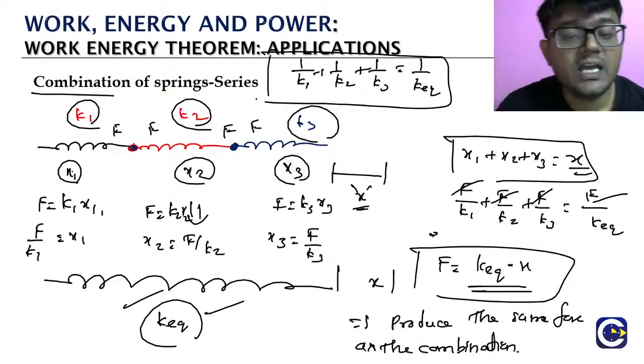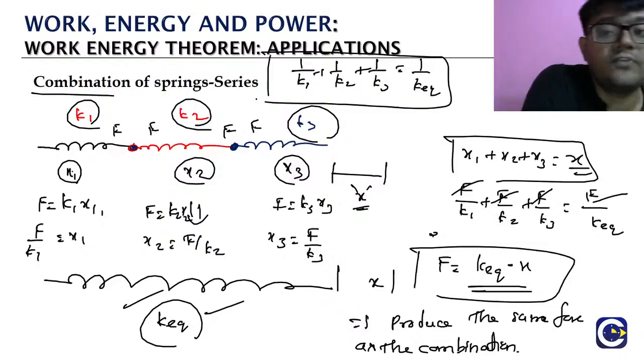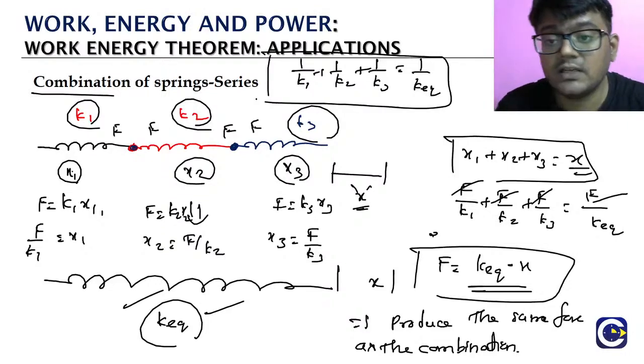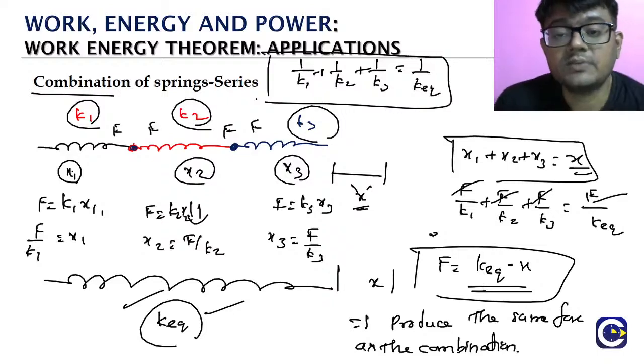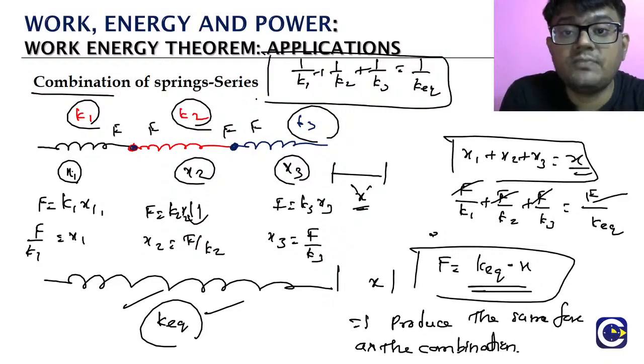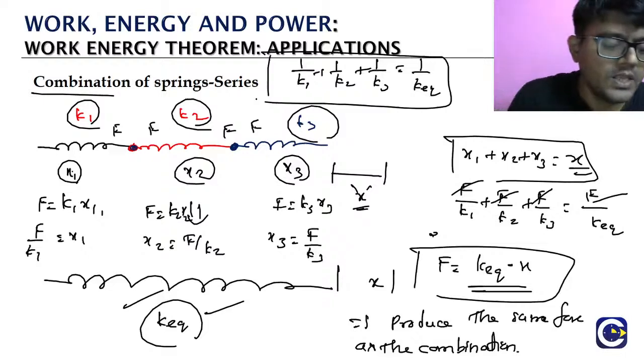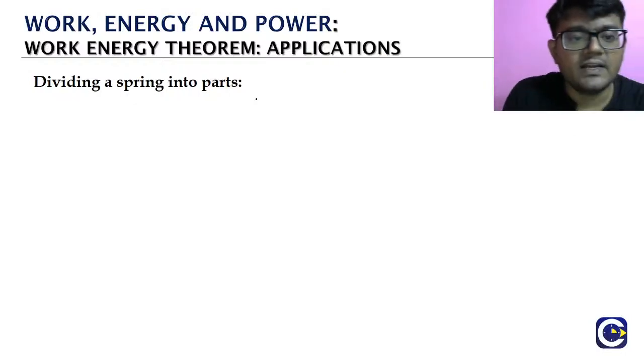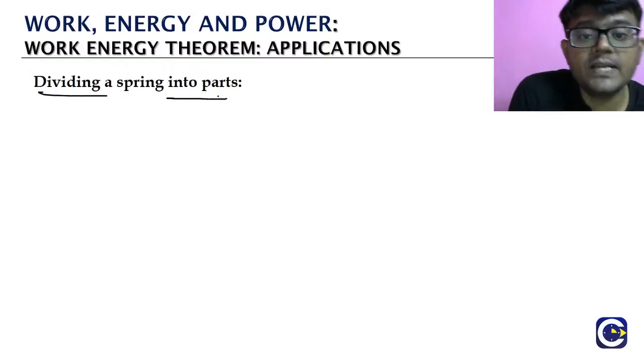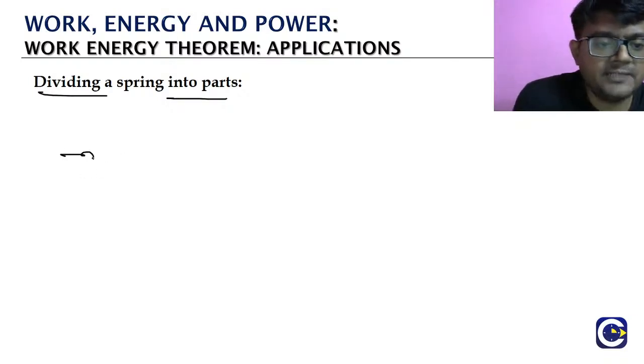So for a series combination of springs, if we want to replace all of them by one single spring, the equivalent spring constant is given by 1 by k equivalent is equal to 1 by k1 plus 1 by k2 plus 1 by k3. Okay. A special analysis of this is when you are dividing a spring into parts.